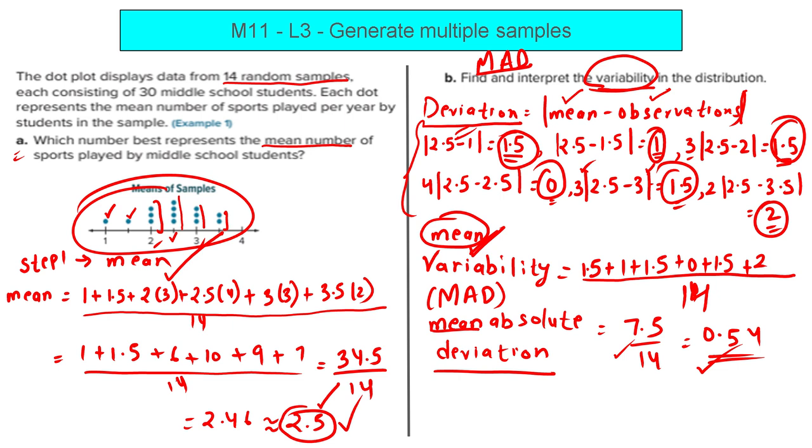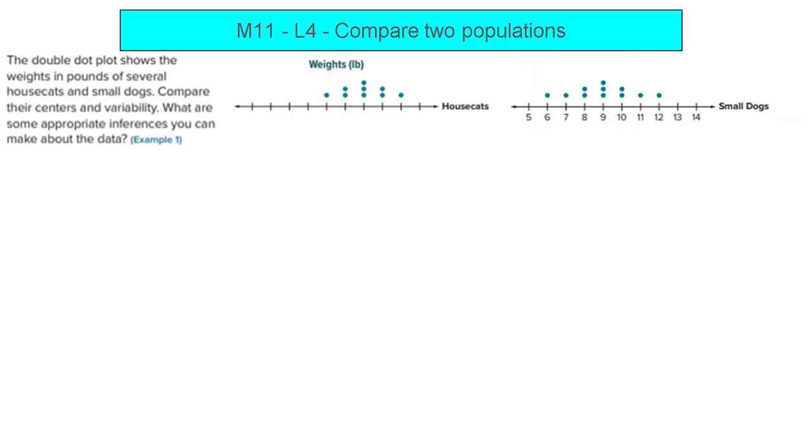Now this question is exactly the same. This is lesson number 4. In this we have to compare two populations. In this question we are talking about the weight of house cats and the weight of small dogs. So we have to find their mean and variability, and compare which one is more and which one is less. Let us do it one by one.